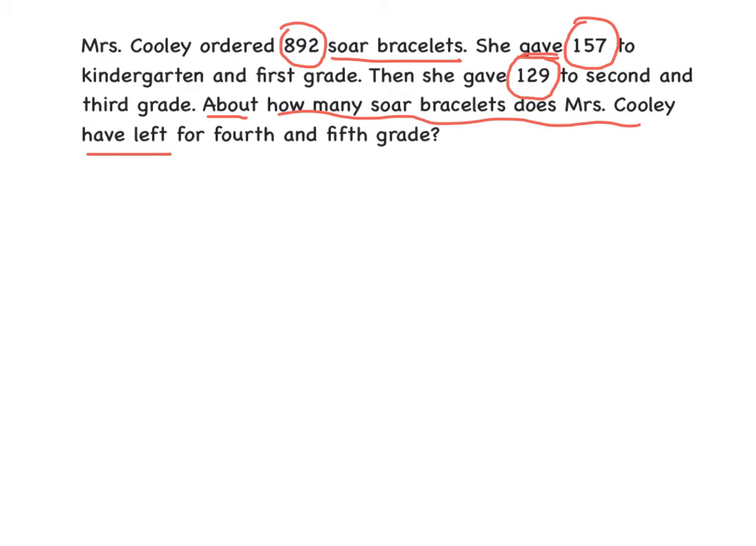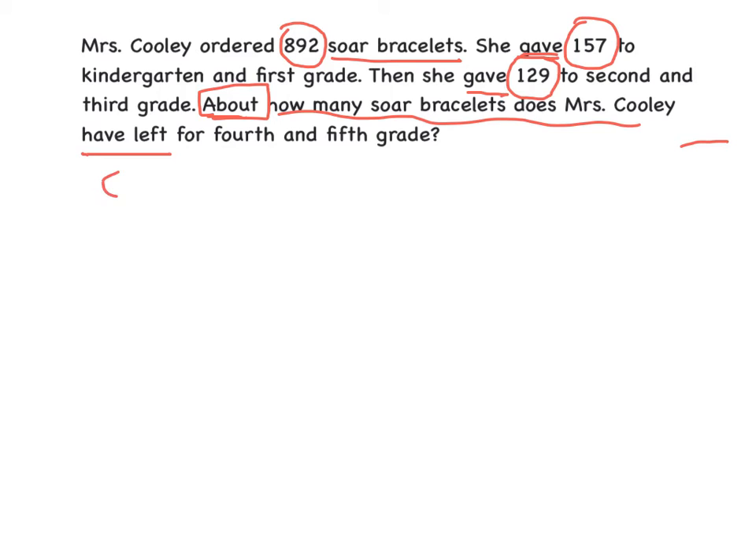Well, I know that the word gave or give is when I'm losing something. So it sounds like Mrs. Cooley is giving something away or losing something. So I think that I am going to subtract. Down here again, then she gave. Gave is also giving something away or losing something. So it sounds like we're going to be circling two times in this problem. I'm noticing that this problem has that word about again. That means I don't want an exact answer. I just want to know about how many, or an estimated answer. And I want to know how many she has left. That also tells me that I'm going to be subtracting.